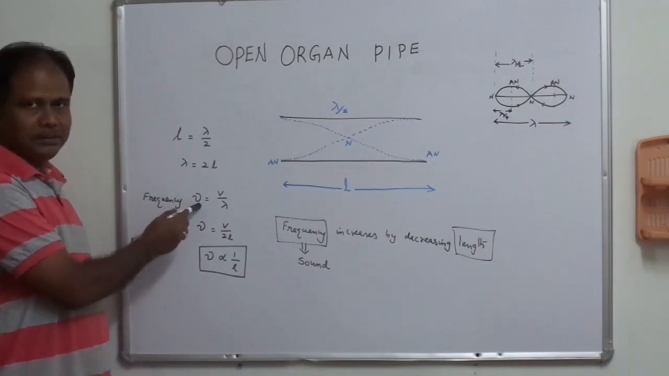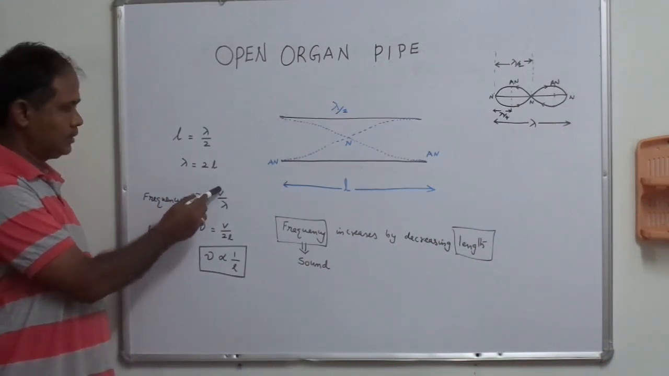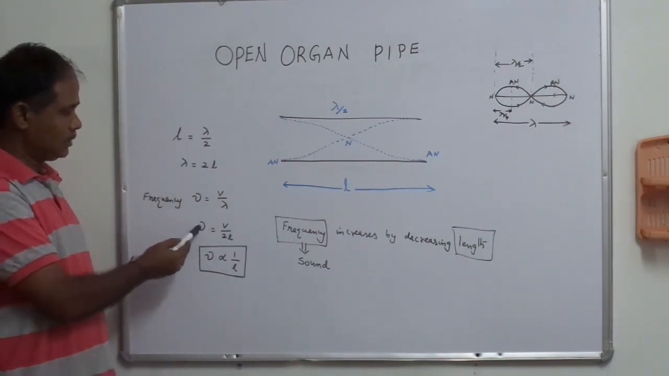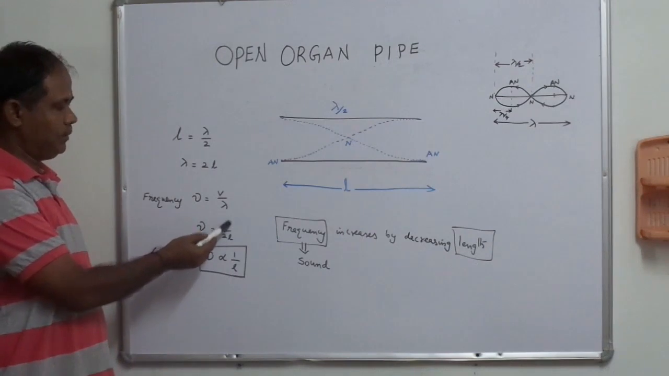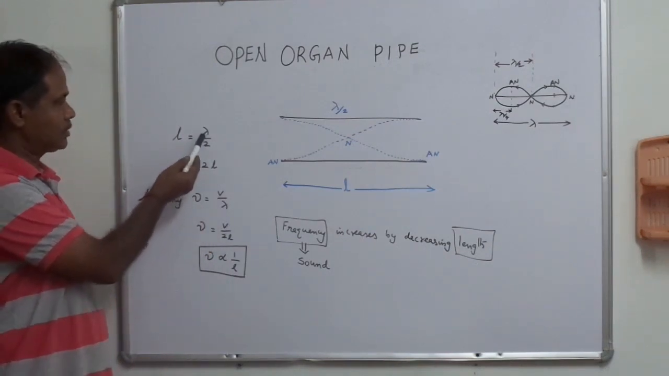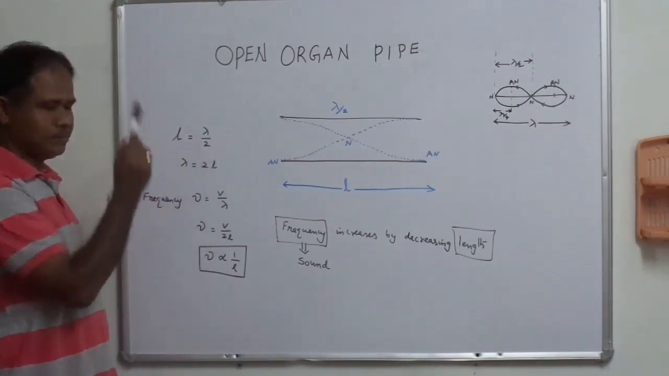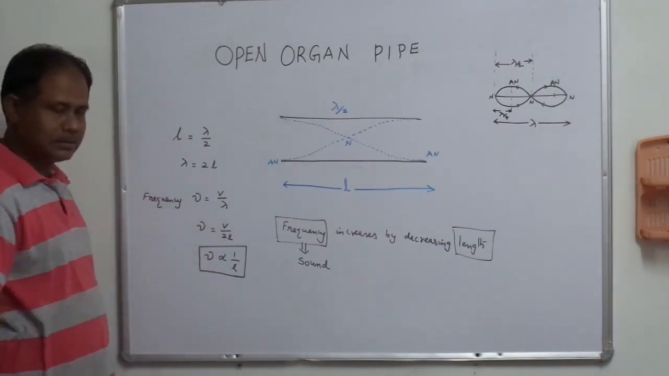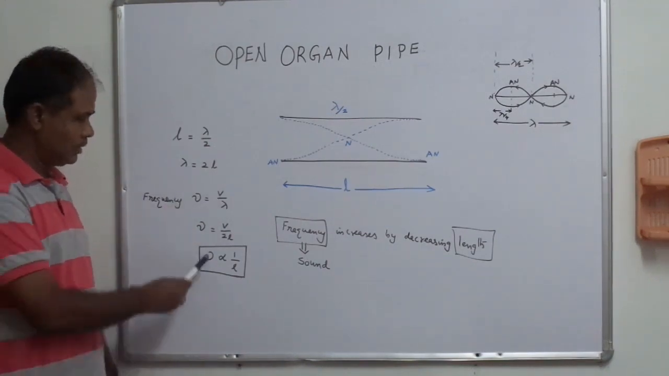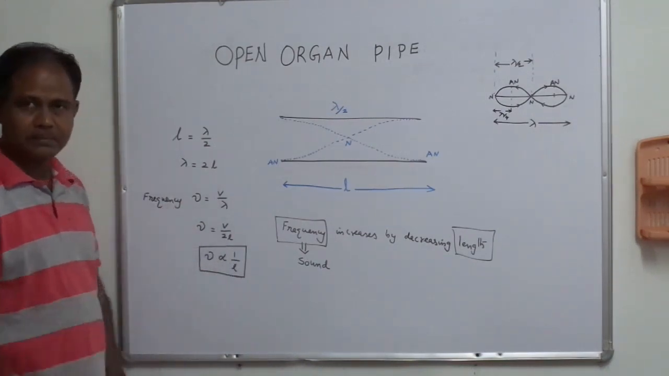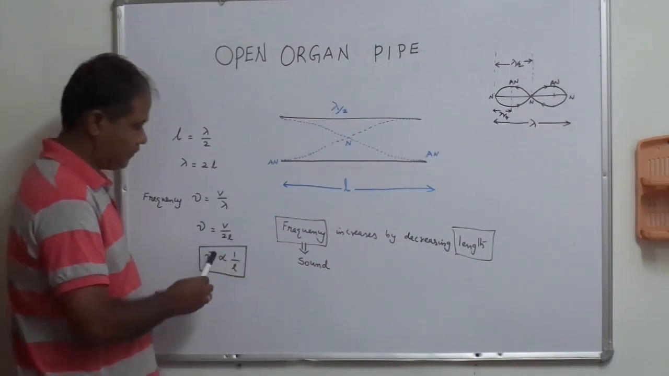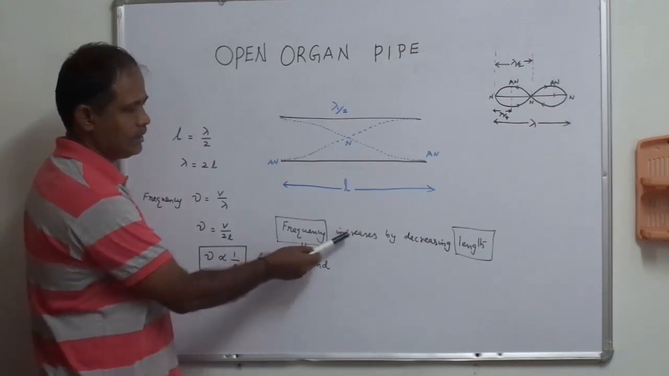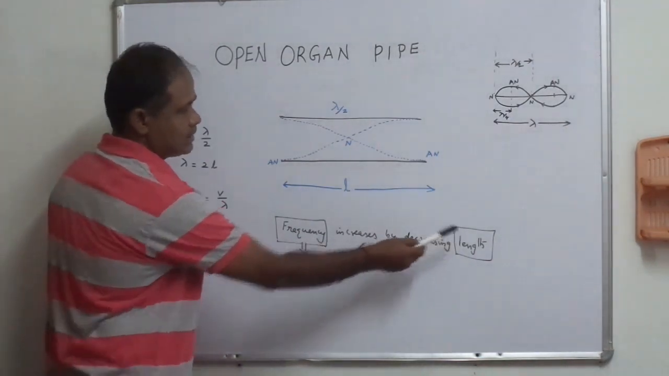We know frequency is equal to v by lambda, where lambda is the wavelength. Instead of lambda, we introduce 2L. That is, mu is equal to v by 2L. v is constant, 2 is constant, so mu is proportional to 1 by L. Here the frequency is inversely proportional to length. The frequency increases by decreasing its length.